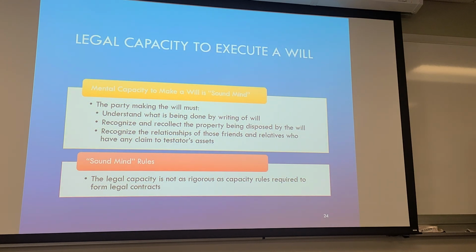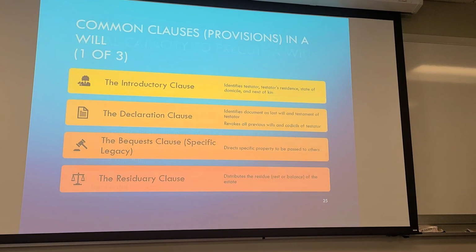Easy to have the capacity to make a will. I already mentioned the things I needed. I understand what I'm doing. I know who I am. I know what stuff I've got, and I know who my loved ones are. Basic clauses, introduction and declaration I already talked about.